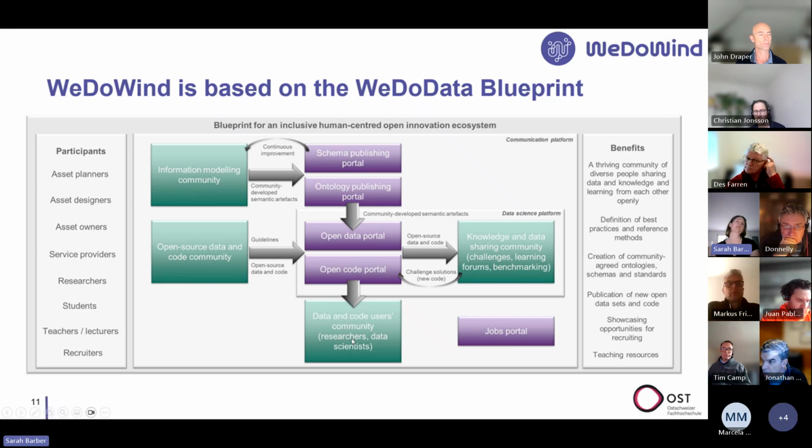And then the 4th community are other people who are using the data, who are not solving challenges, but they're doing their own things with the data. And the idea is that there's a community of people learning from each other about using the data.